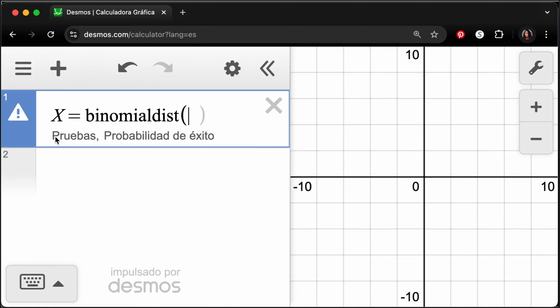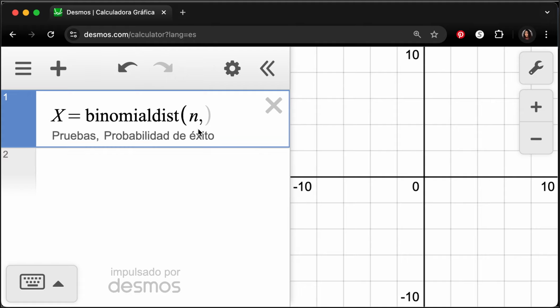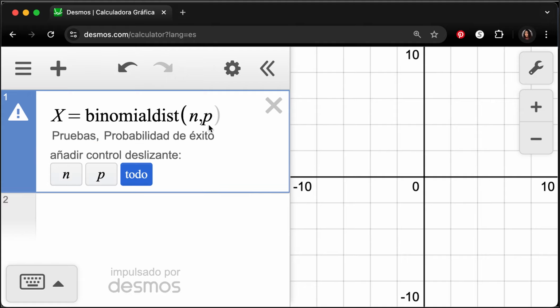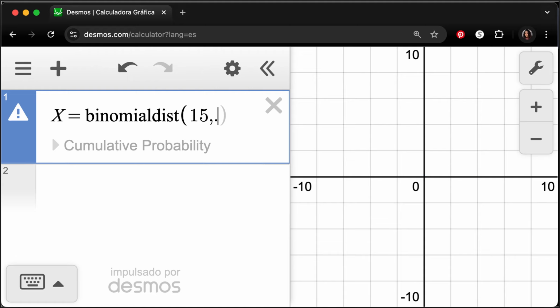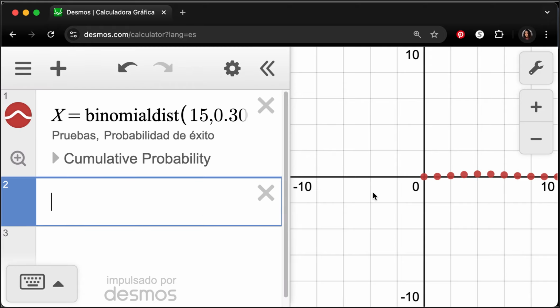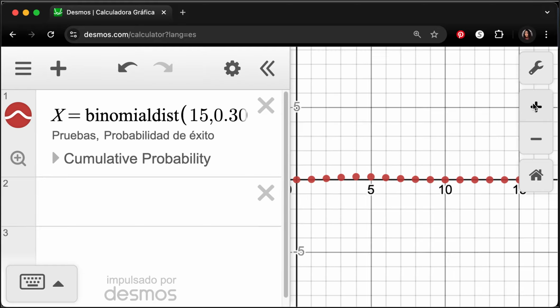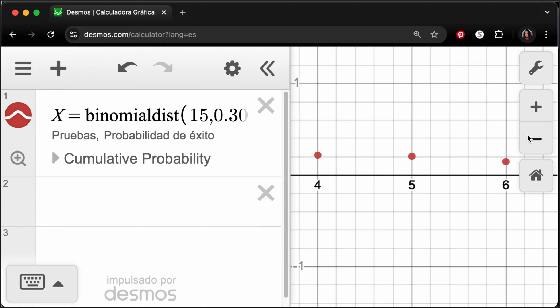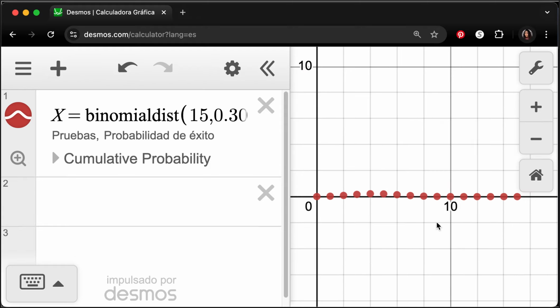It gives you instructions over here. Again, mine's in Spanish, but you have to first put the number of trials, or your N value, and then you're going to put the probability of success. You're going to put N and P. My number of trials for this question is 15, and my probability of success is 0.30. You can put it as 0.30 or .30. You're going to be seeing here the distribution. This is how your graph will look for this discrete distribution. You don't need to see the graph, but just in case you're wondering, this is what this represents.